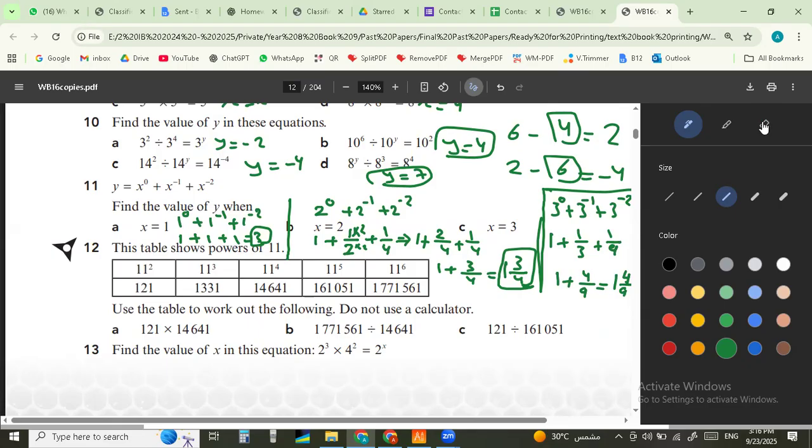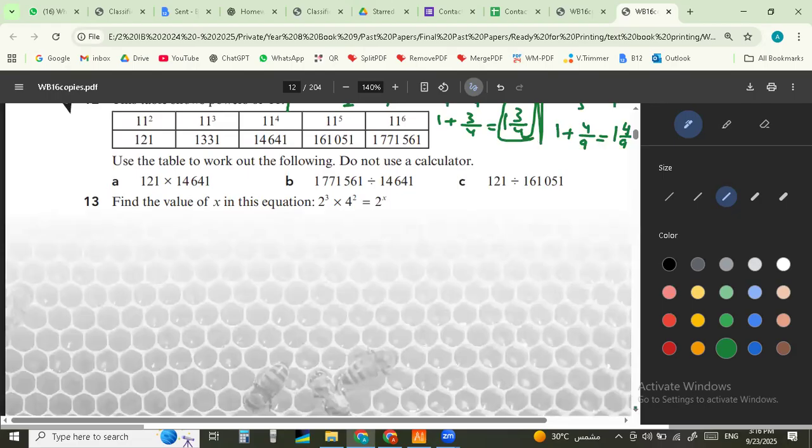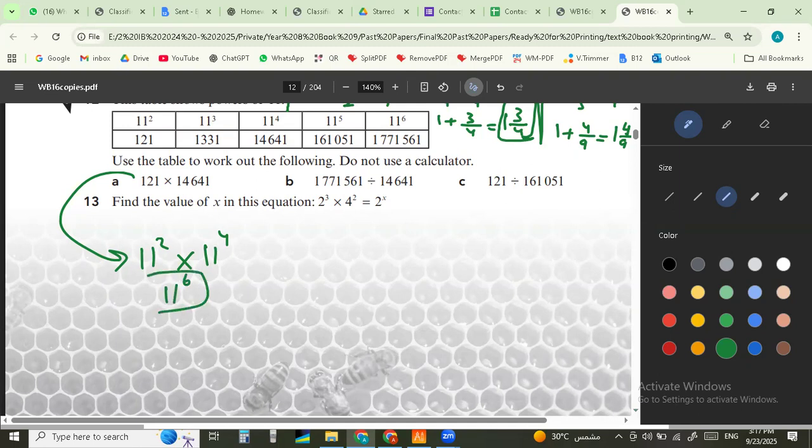All right, here in the coming question, let's go down. 11, it says to you here 121 times 14,641, but they gave you a table up there. 121 is exactly 11 to the power of 2 times 14,641 is 11 to the power of 4. So it is equal to 11 to the power of 6. That's it. You don't do anything else about it.